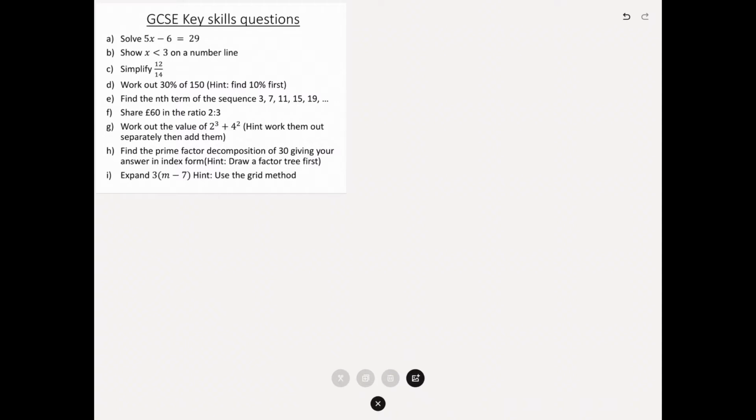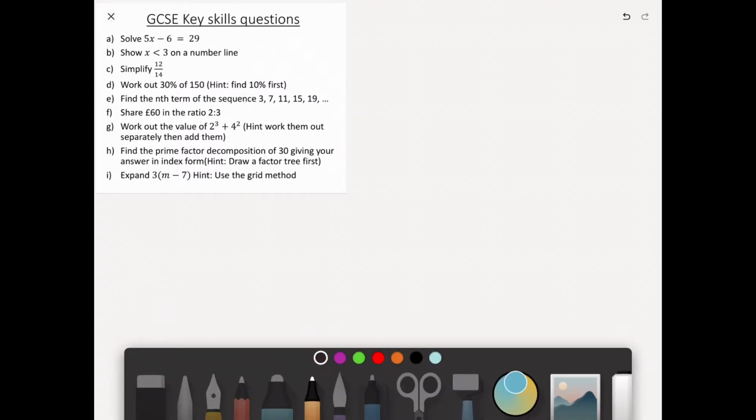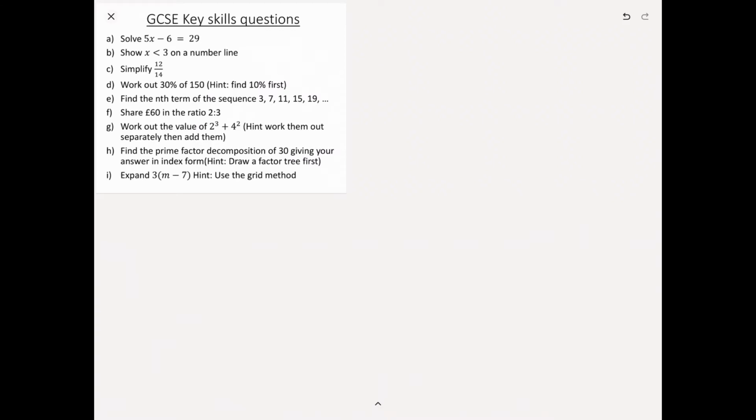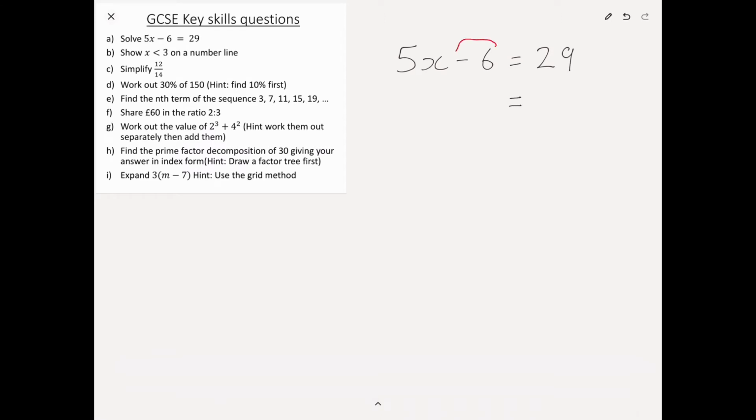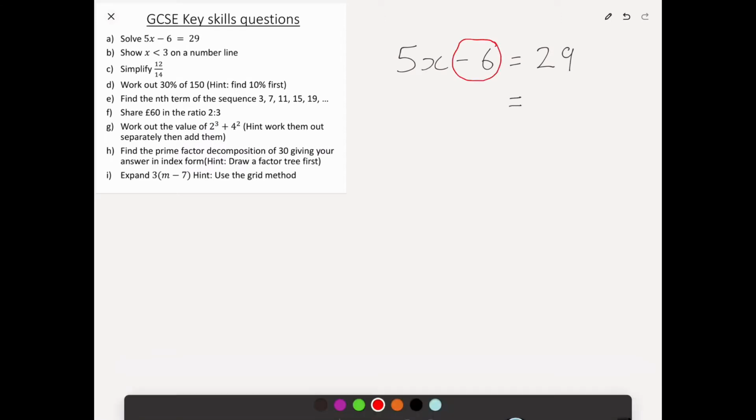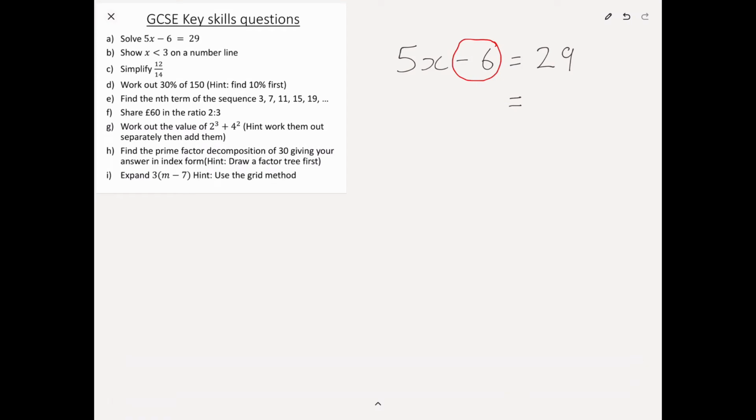Question A then, 5x minus 6 equals 29, and we're asked to solve that equation. So let's start. 5x minus 6 equals 29. Well, the first step is to deal with this minus 6. We want to get rid of this minus 6 from this side. To get rid of it, we're going to do the opposite of minusing 6, which is adding 6. We're going to add 6 to both sides.